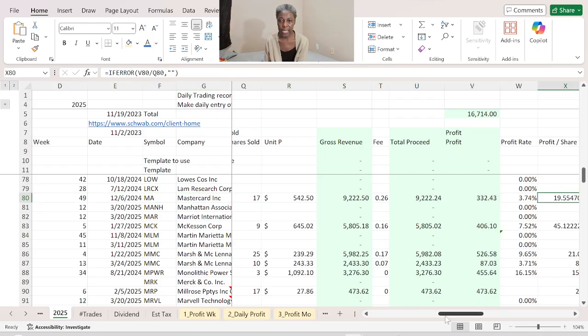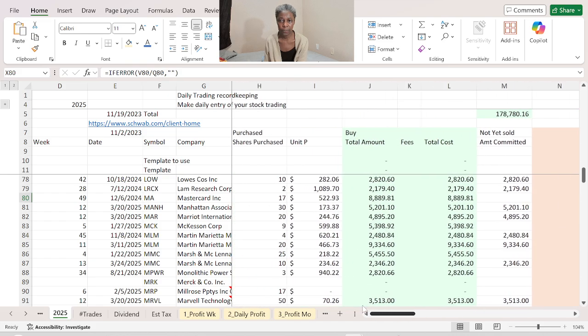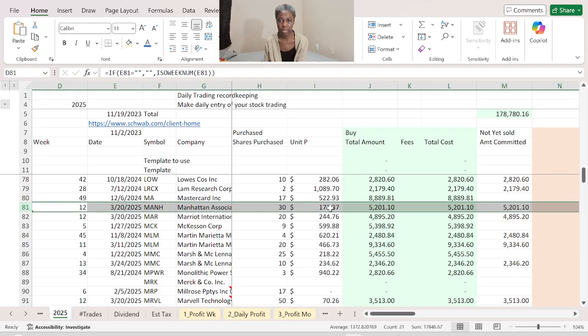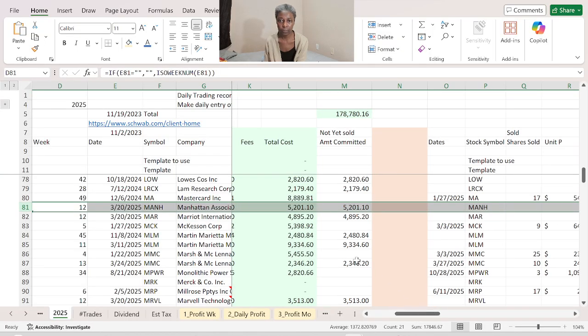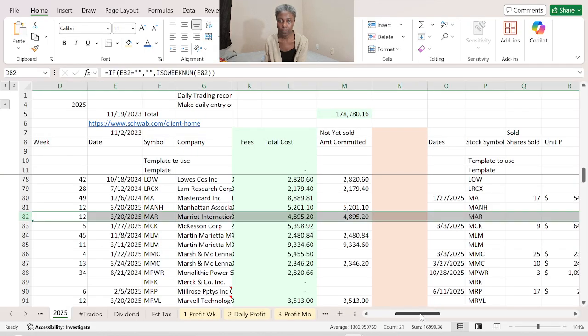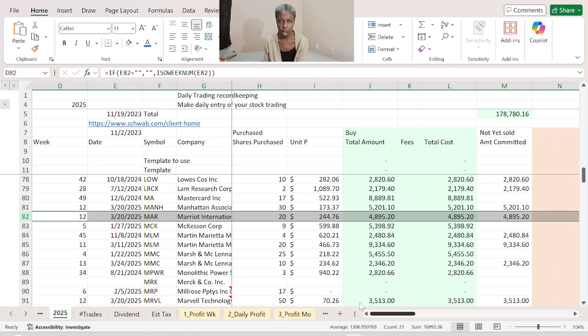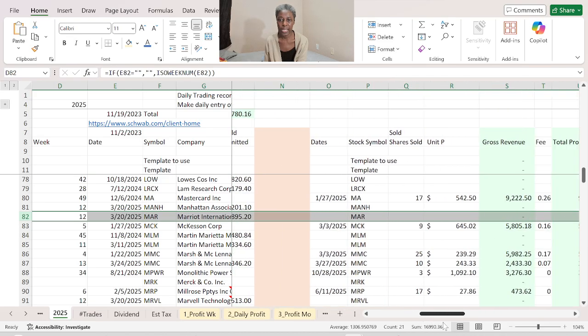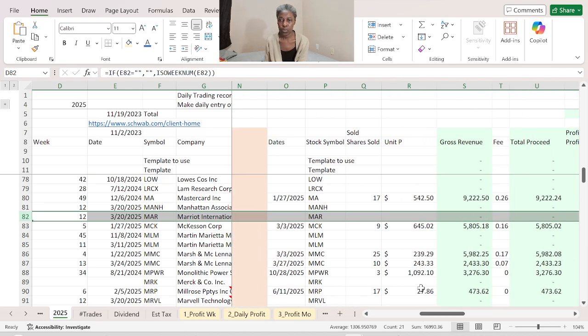So MANH, we purchased it in March for 173, and we have not sold it yet. MAR, we purchased it in March for 244, and we have not sold it yet. So those are the three that we analyzed today.